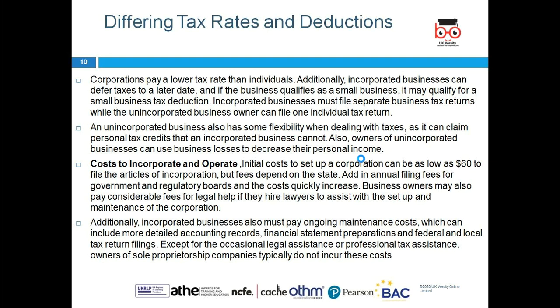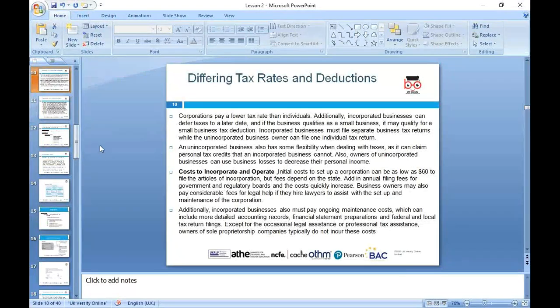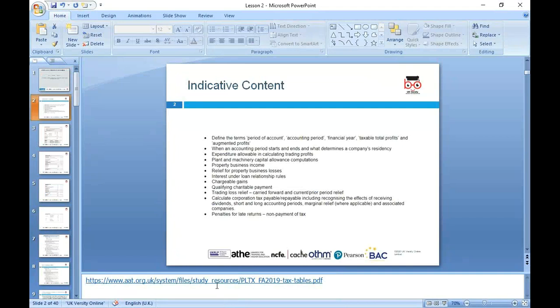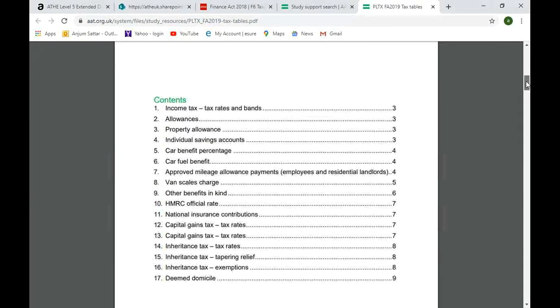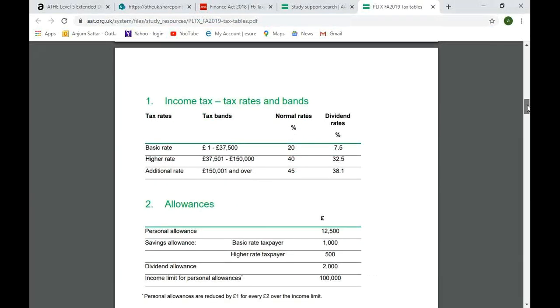We'll look at a few tax rates as well. So I copied the link for you in my first slide. Yes. So if we look here, I copied this link. We can quickly look around the tax rates. I'll show you. So if you look at this, these are the rates we are looking at.